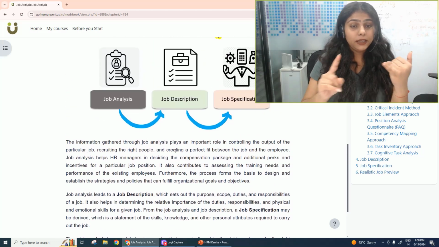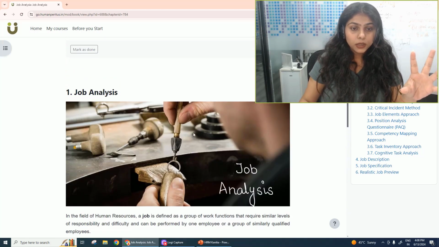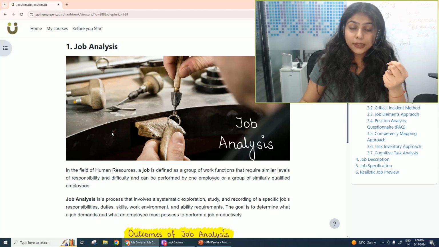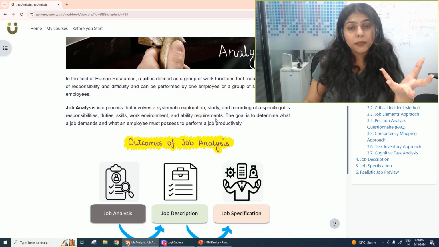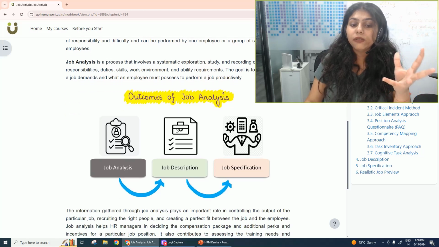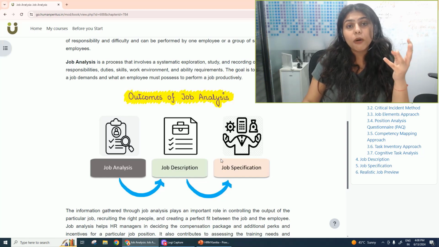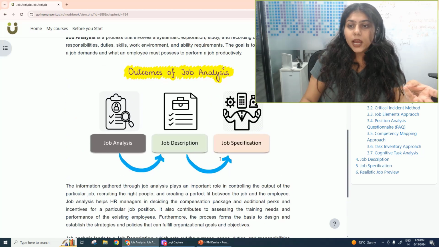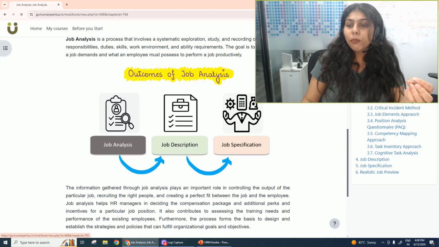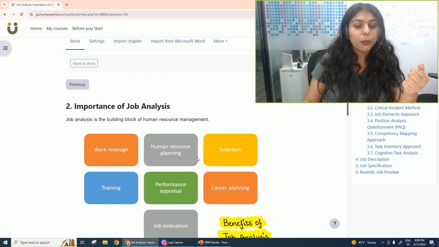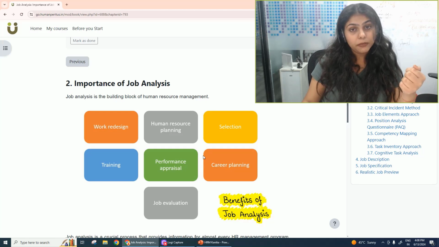So that sums up the first lecture, job analysis. What is a job? What is job analysis? Why are we doing it? Outcomes of a job analysis means why are we doing it? We're doing it to make a job description. We're doing it to determine job specifications. Now, what is the importance of job analysis? We are doing job analysis, but what are the benefits that are coming out of it?